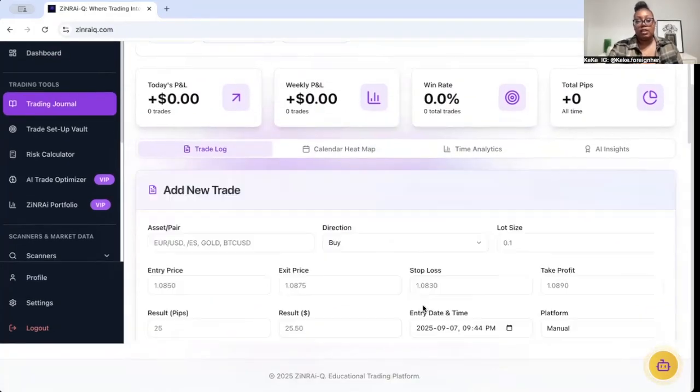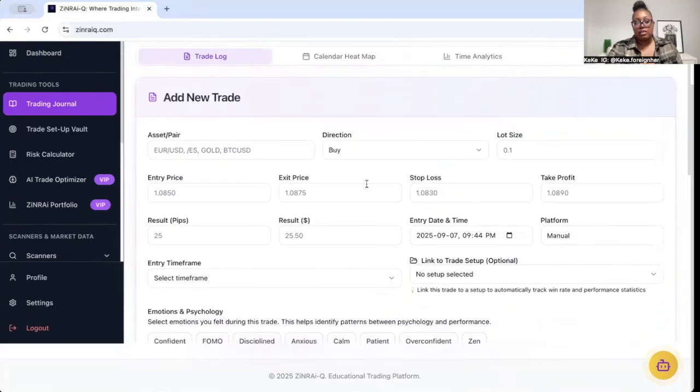When it comes to adding a trade, let's see what the aspects are. As we know what a trading journal entails, it's always better to have it in this type of format so you can go through exactly what the process is, and have those analytics on your side to do the heavy lifting instead of you adding up your trades, seeing how your week was, if it went your way, if it didn't. You literally are just logging in your trades for ZiNRAi Q to do all of that for you.